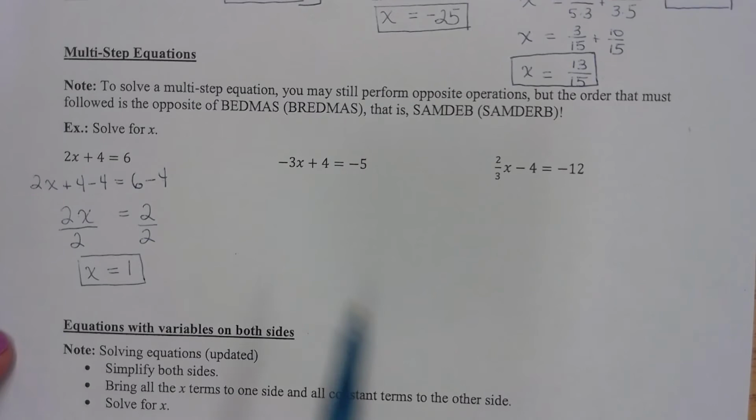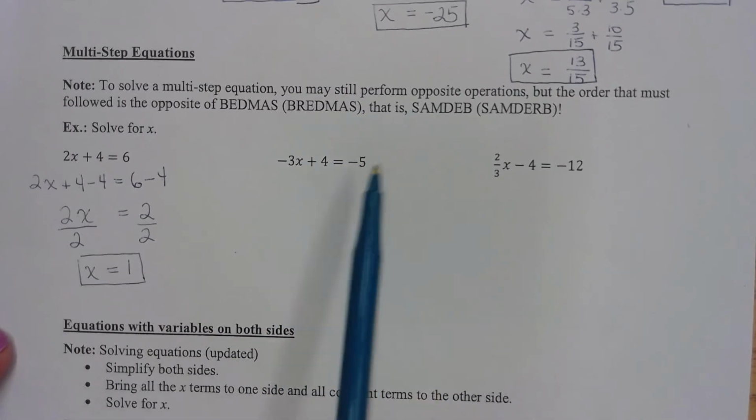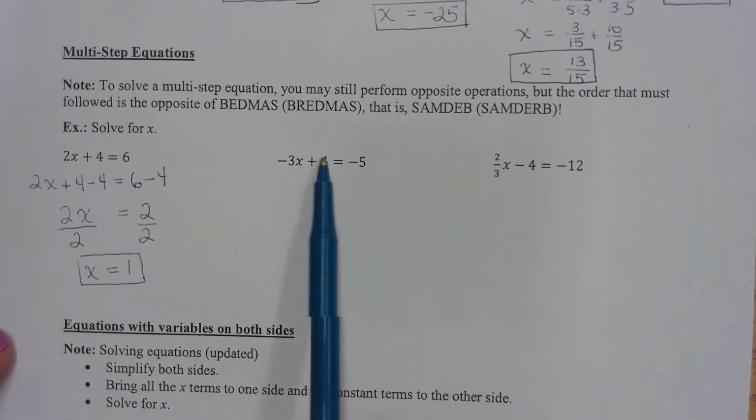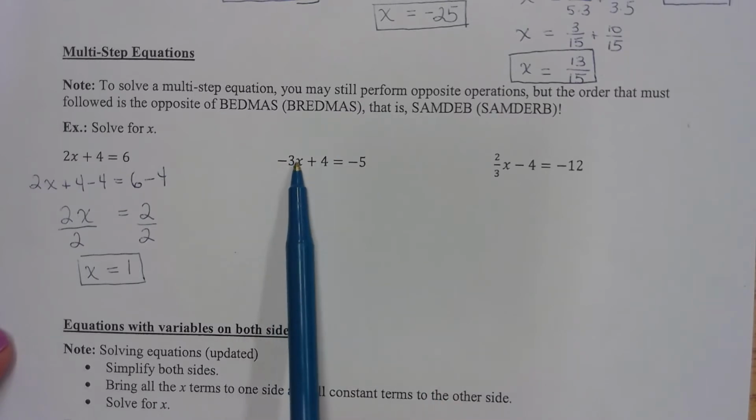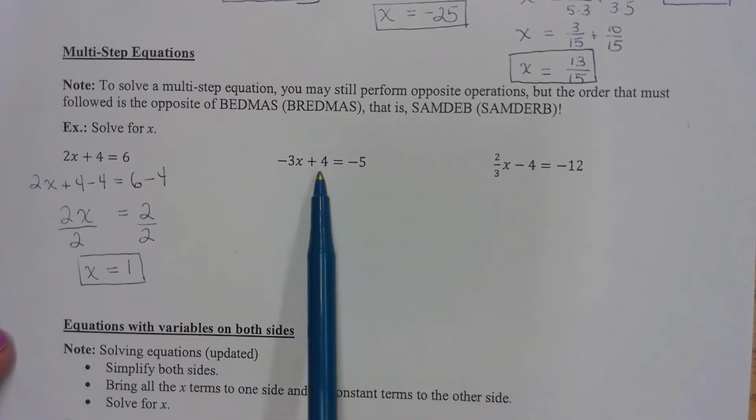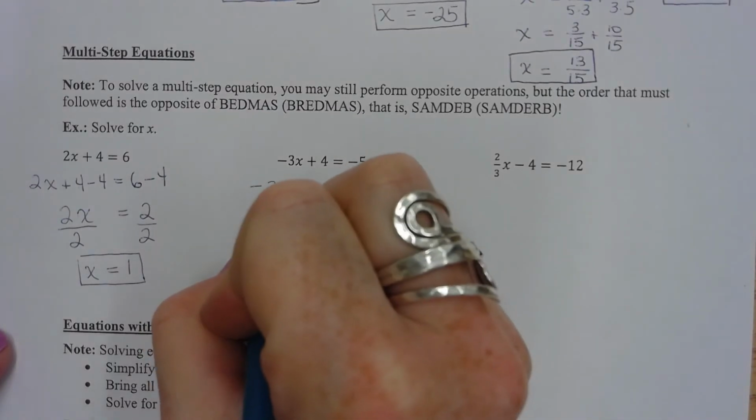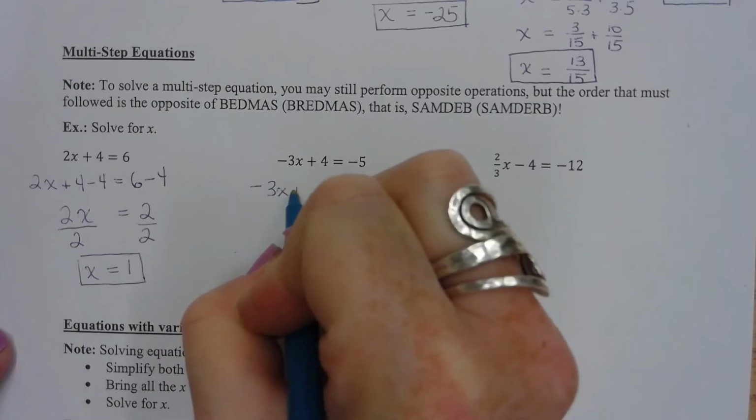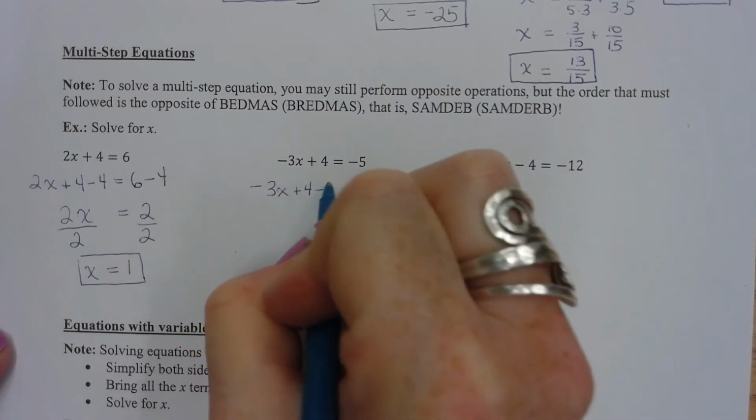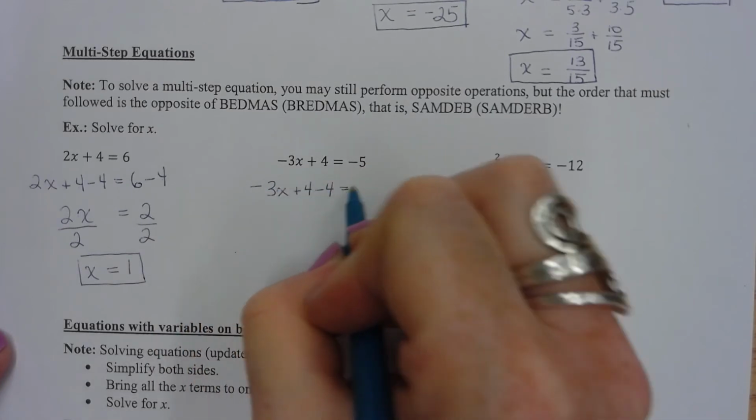So now I have negative 3x plus 4 equals negative 5. So again, I start, there's no subtraction, right? Because this is negative 3 times x. There's an addition. So I want to get rid of that addition. So to get rid of the addition, I do the opposite to addition, and opposite is subtraction. So I'm going to subtract that 4 from both sides.